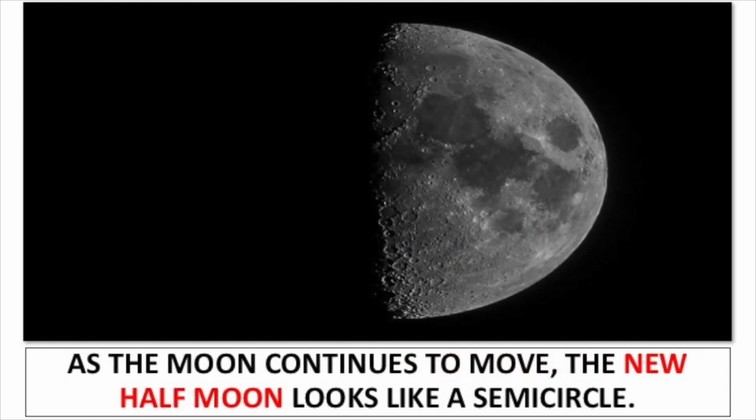As the moon continues to move, the new half moon looks like a semicircle. Yes. How much of the moon can we see now, roughly? Yes, about half of the moon. That's why it's called the new half moon, because it's getting bigger. It's gone from virtually nothing to crescent and then half. And the next stage will be larger than half.